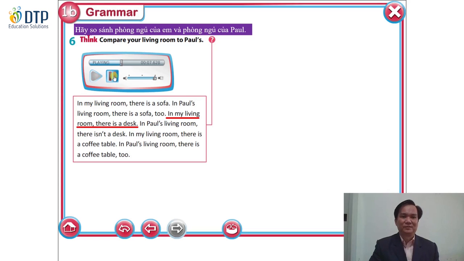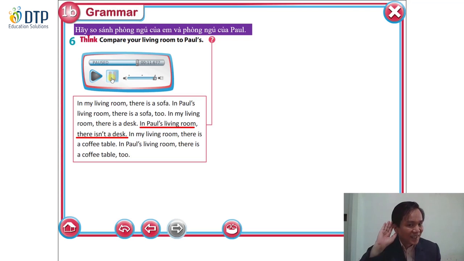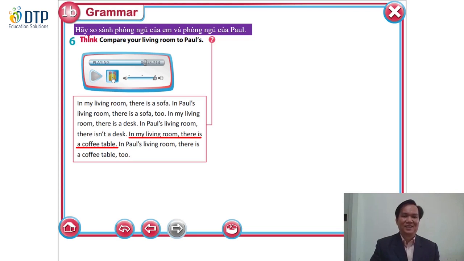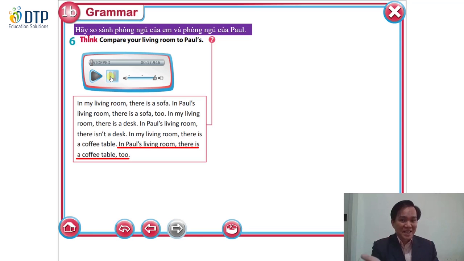In my living room, there is a desk. Please repeat that. Well done. In Paul's living room, there isn't a desk. And repeat, please. Correct. In my living room, there is a coffee table. And repeat that, please. Okay. In Paul's living room, there is a coffee table too. And repeat that, please.